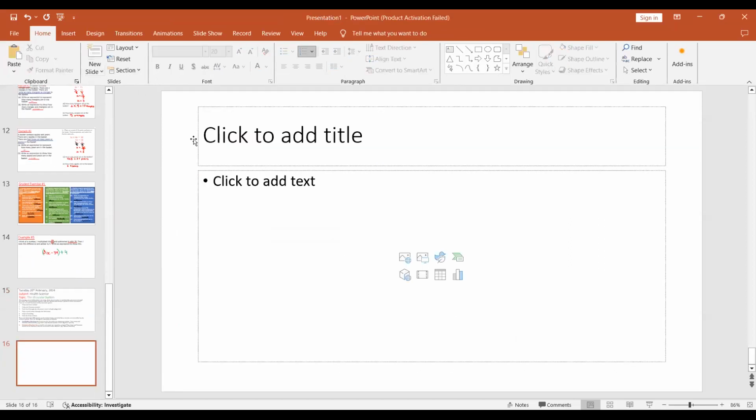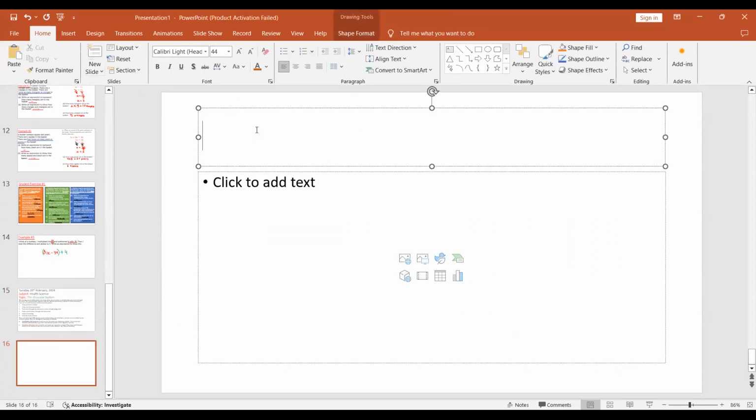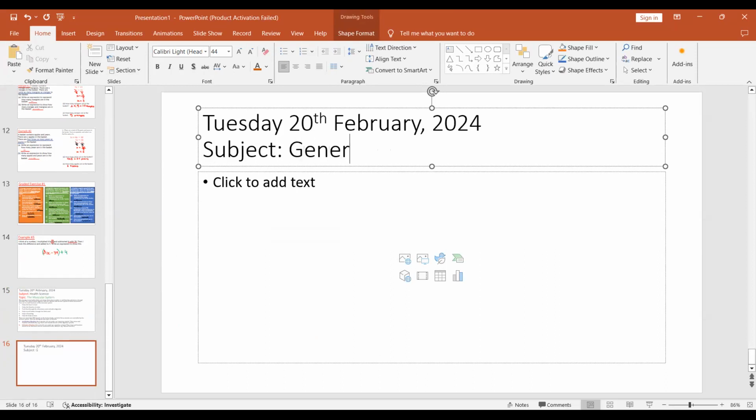All right, so let's start again. Today is Tuesday, the 20th of February, 2024. The subject is, of course, general science.